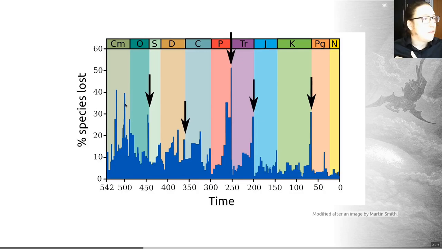There are some other periods where we have high percentage losses, such as in the Cambrian, but do remember that in the Cambrian, we have a smaller number of species, so we can't say anything really about the absolute scale of these. These are large percentages of a relatively small number of species, hence them looking quite high.